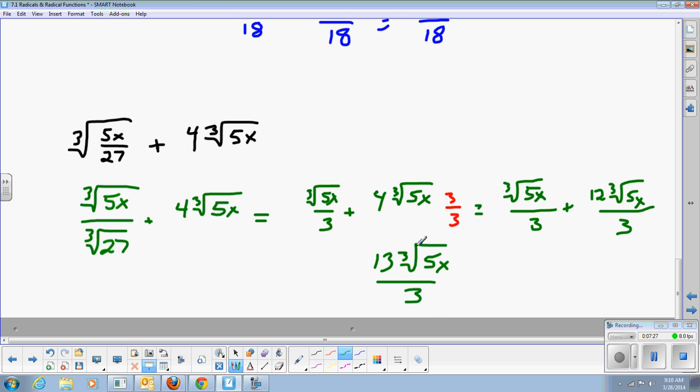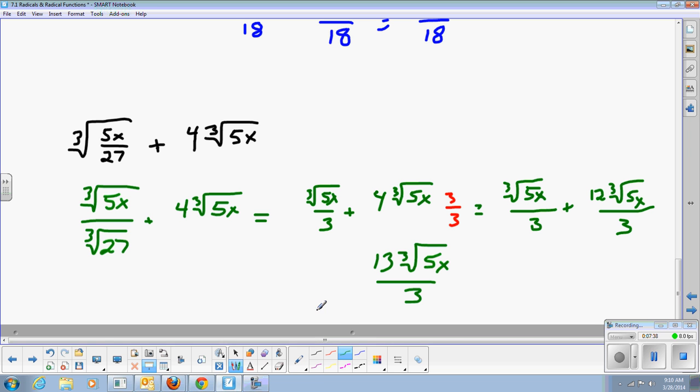That's all I need to do. I now have just one term. I've added these two together. That's what we would get. Seems like kind of a weird answer, but that is how it works. That's what happens.